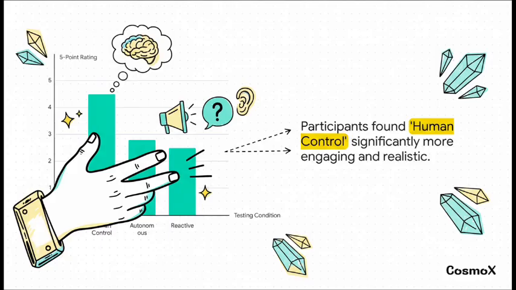The participants tried out 3 different modes. In reactive mode, the AI only spoke when spoken to. In autonomous mode, it just chimed in whenever it wanted. But look at this. The overwhelming favorite was human control mode, the one where the user could guide the AI's responses. It wasn't even close. It was rated way, way higher across the board on everything that matters: engagement, effectiveness, and realism.